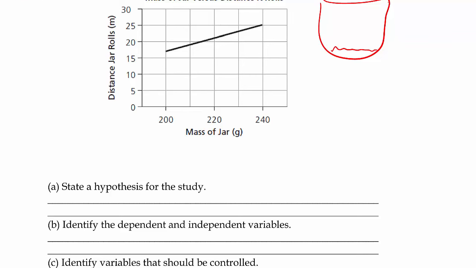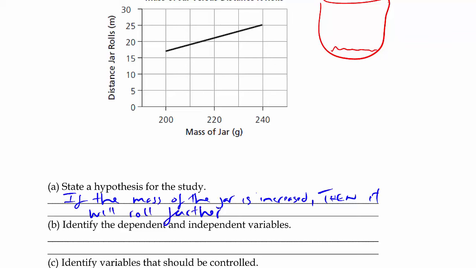I'm thinking, my favorite word, if the mass of the jar is increased, of course you could say by adding more water, then it will roll farther. Ta-da! Easy thing to test, isn't it? Right. So identify the independent variable. I mean, the easy thing to do is look at the x-axis, mass of the jar. That's got to be the independent variable.